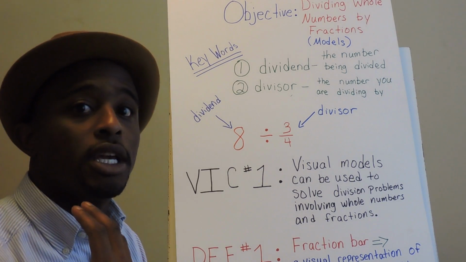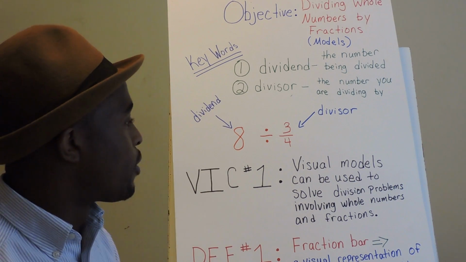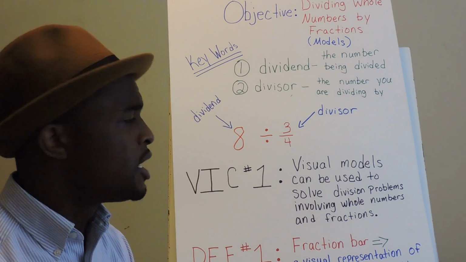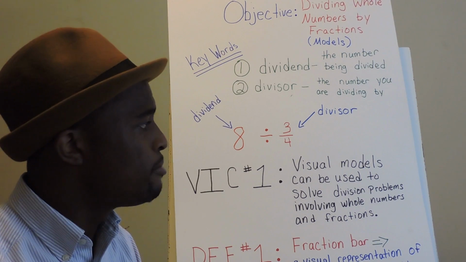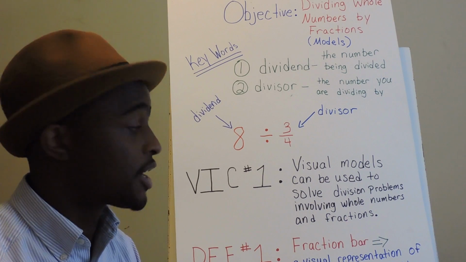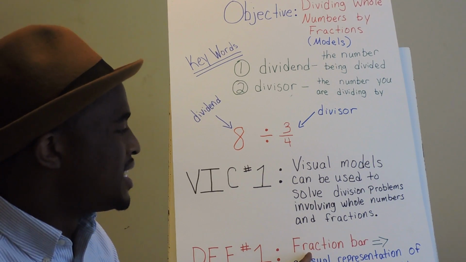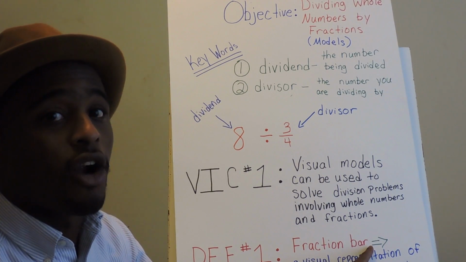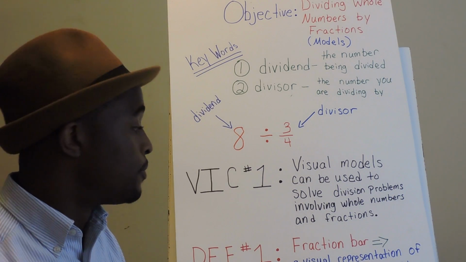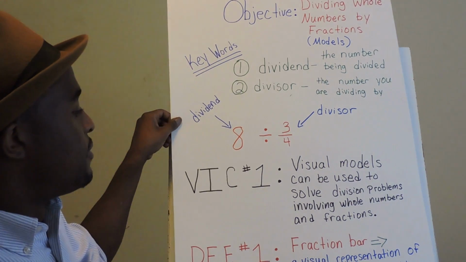If you remember in yesterday's lesson that Ms. Juhan made. All right, let's look at our very important content number 1. One of the main things I want you to get from this video is that visual models can be used to solve division problems involving whole numbers and fractions. Our definition number 1 is a fraction bar. That's the type of visual representation we're going to be using throughout this video. A fraction bar is a visual representation of a division problem.